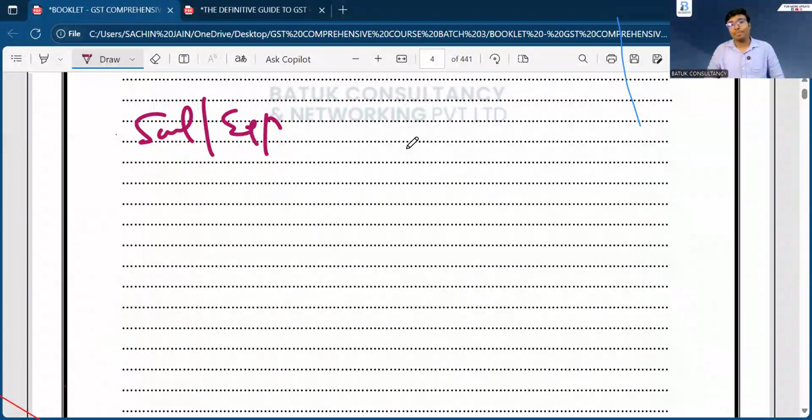Now, sir, there may be one doubt in your mind. Sir, what is the difference between exchange and barter? Because you have used the term exchange and barter. Suppose I have a mobile phone. I am giving this mobile phone to you and buying one printer from you. And additionally, I am paying 10,000 rupees. So that is called my exchange.